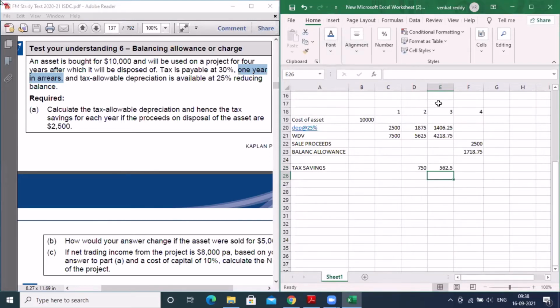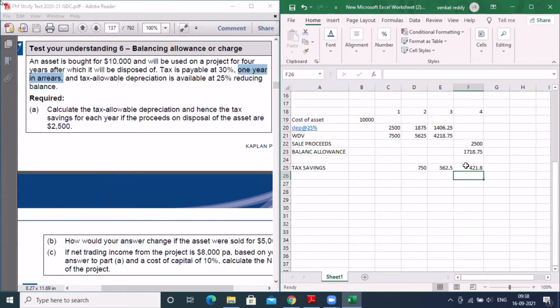So then what about the fourth year? Yeah, 562.5. What about the fourth year now? How much can I claim? Third year: 1406.25, or I am just considering it as 1406 into 30%. So the third year tax saving will be 421.8, that is around 422.